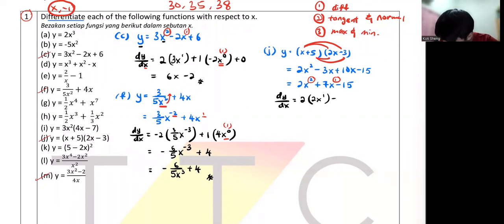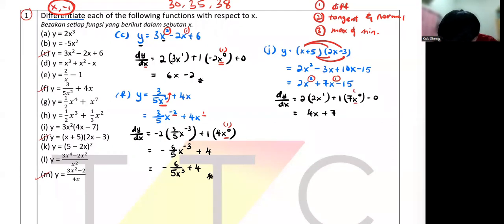Okay, next, power is 1. So 1 times 7x, and the 1 itself minus 1, you will get 0. And of course, the negative 15, you will get 0 because no x, right? So that's it. We can expand the bracket. 2 times 2x, 1 times 7. Again, the x power 0, you get 1. Okay, good. Followed by one more to go, m.